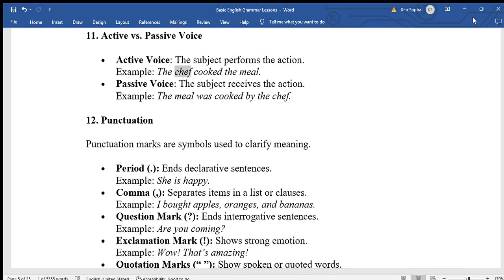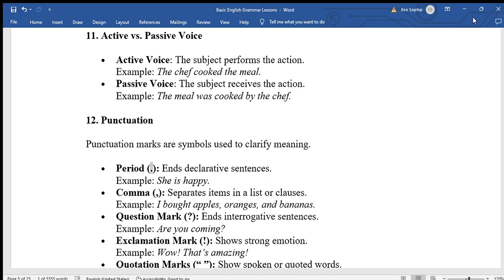Example, the chef cooked the meal. Passive voice: the subject receives the action. Example, the meal was cooked by the chef. 12. Punctuation. Punctuation marks are symbols used to clarify meaning.